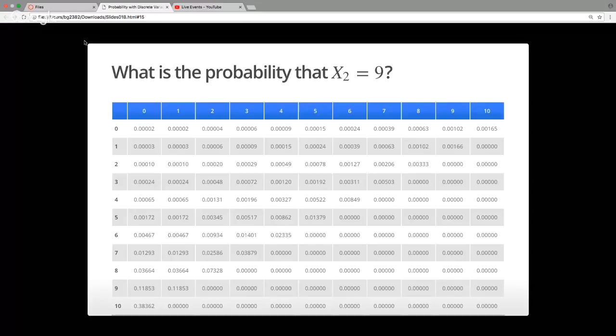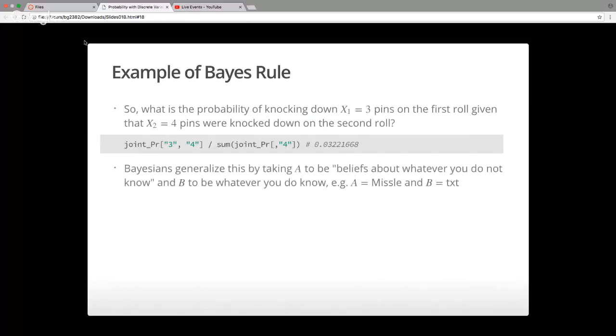So we have to get all this probability into column 4. We take what happens in column 4 and divide by the sum of what's in column 4, which is equal to 1 minus the sum of everything in all the other columns. And so we renormalize the probabilities to get something like 0.03222 here. And so Bayesians generalize this.